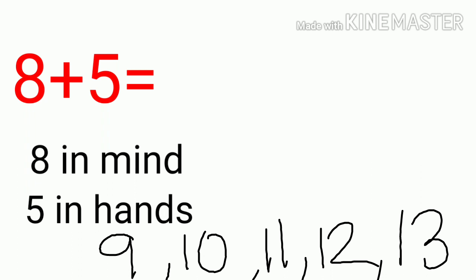So our answer is 13. That is 8 plus 5 is equal to 13. Then we learn a short method to add. Do you remember that method? Yes. Adding tens and ones.